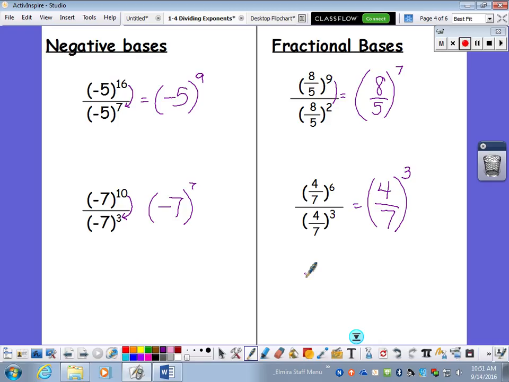Also, going back to these negative bases, notice I did not make fractions out of these. That's because it's the base that's negative, not the exponent. The exponent's positive. We only make fractions with negative exponents.